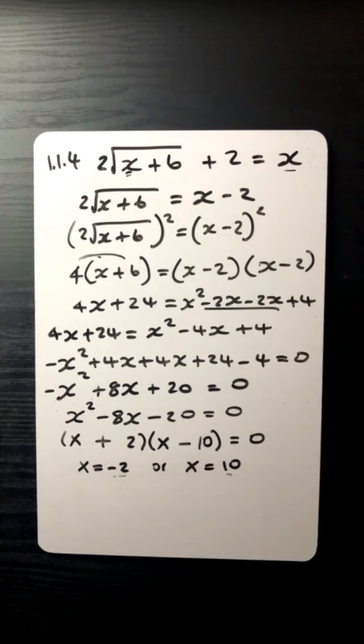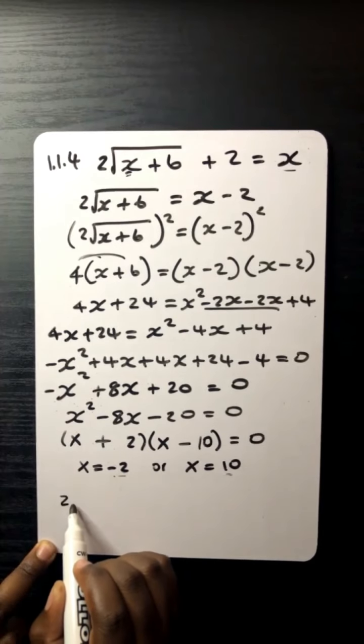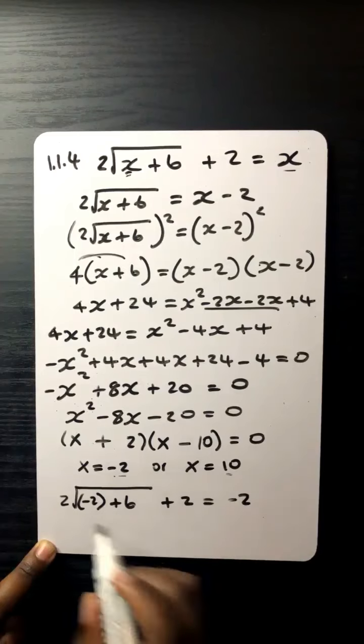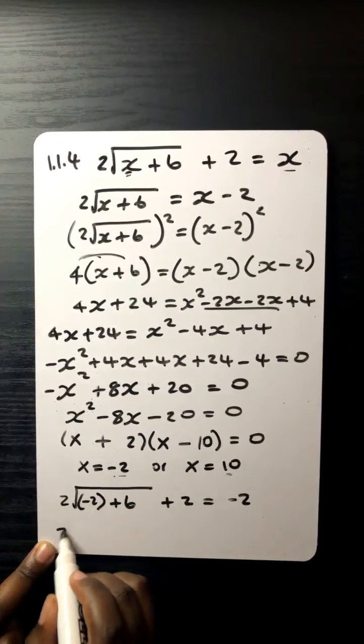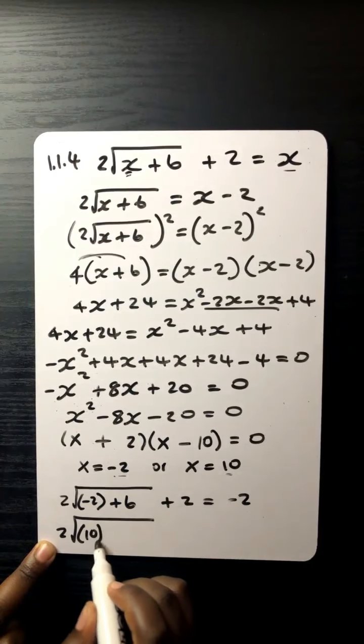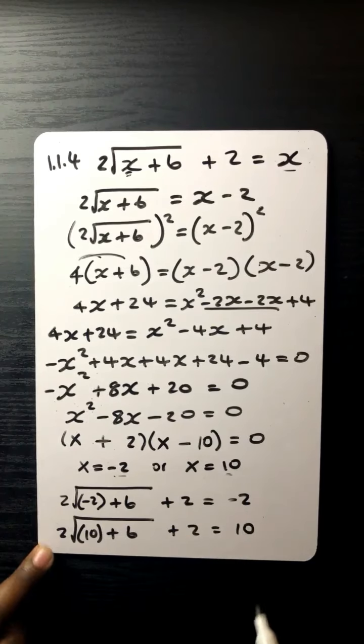Oh, okay. So anyone who's got a calculator, otherwise, if you don't have a calculator, let me quickly show you what I meant. So guys, you say 2 square root of, you substitute a -2 over there, plus 6 plus 2. You have to get an answer which is -2. Why? Because you're saying the x value is -2. And again, perform the same calculation but using the other x value, which is 10 plus 6 plus 2. If you get 10, then it means the x value of 10 is correct.